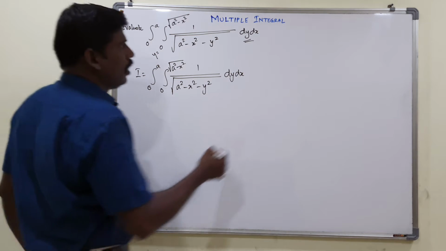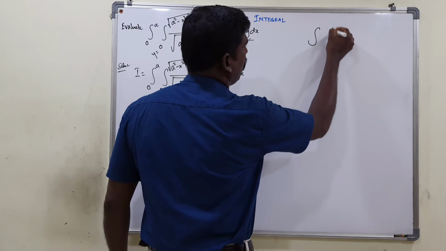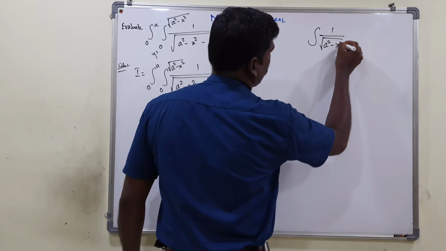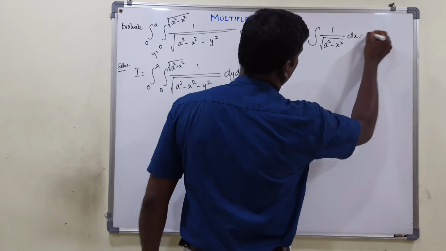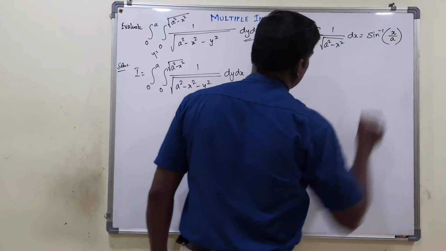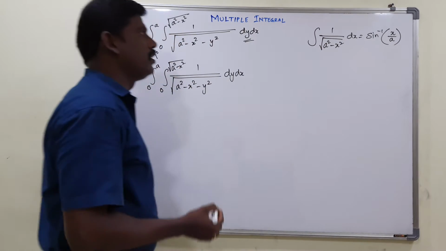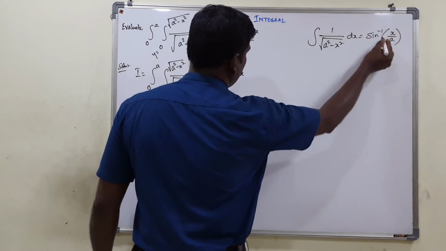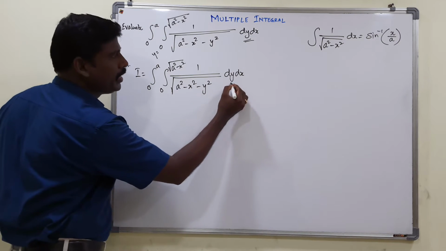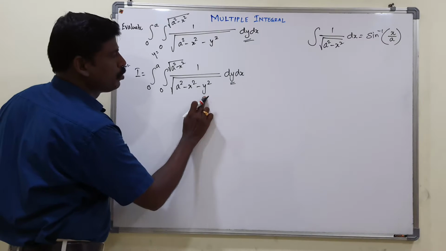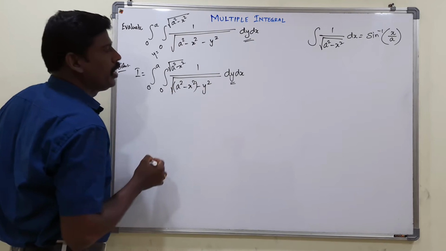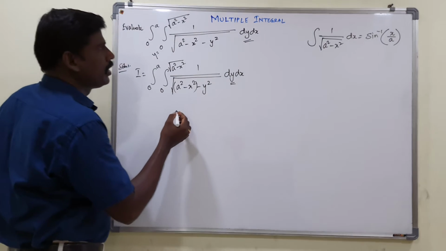Now here I am going to apply one integral formula: the integral of 1 by root of a square minus x square dx is sine inverse of x by a. Here we are going to integrate with respect to y, so except y, all the other terms are treated as a constant.